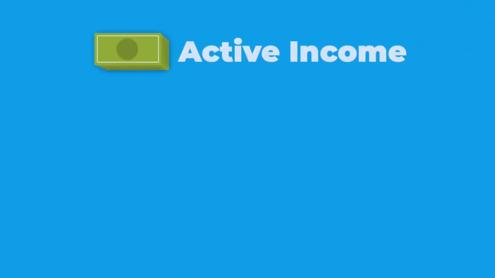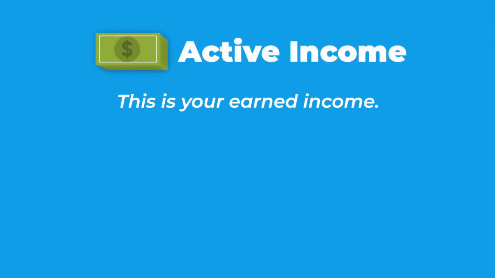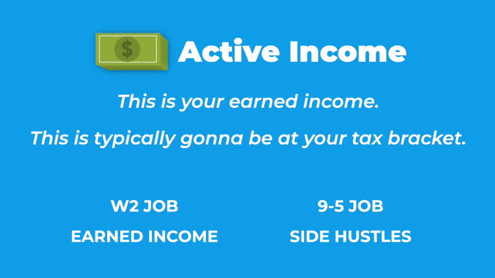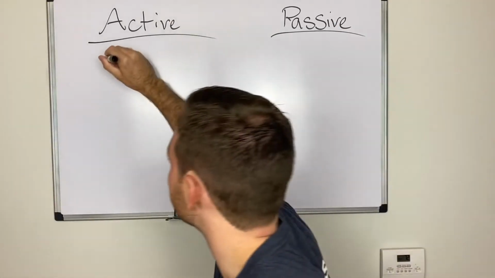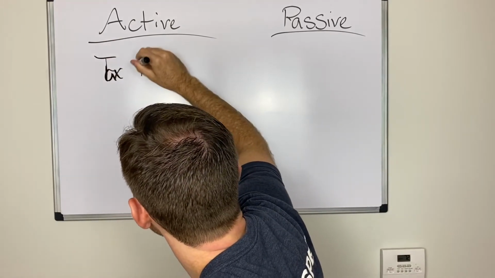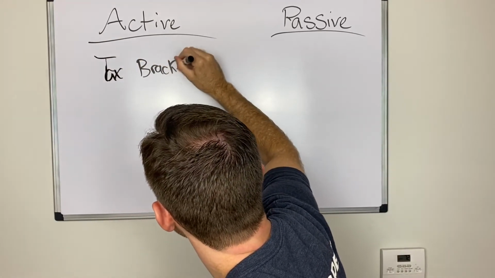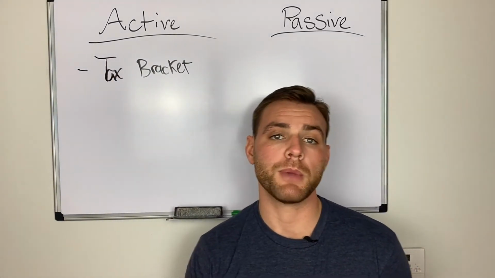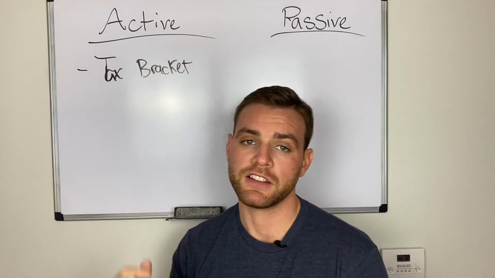Active income is your earned income. This is typically going to be at the tax bracket that you're taxed at. When you have a W-2 job, a 9-to-5 job, any of your earned income, your side hustles, all those things, that's active income, and that's going to be at your tax bracket. To understand what tax bracket you'd be at, it's based off your status, whether you're single or married, and how much income you make.